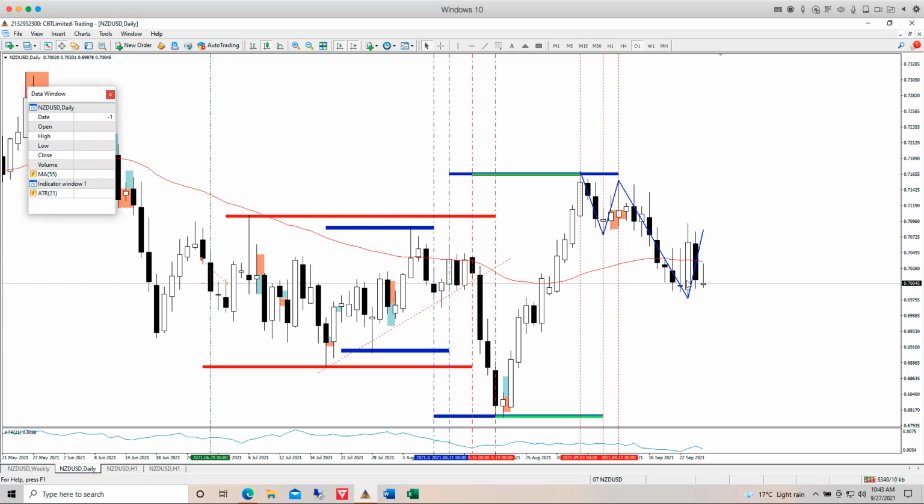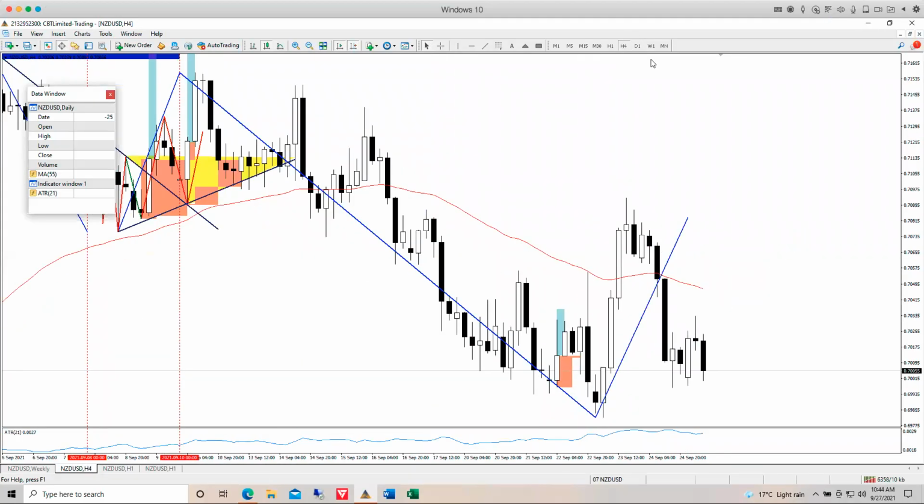The one thing that's noteworthy here, however, is that we've got a potentially valid class 1 M pattern on the daily time frame, which would allow us, therefore, to look for those of you who are WM pattern traders to short this market on a lower time frame. So let's drop down to H4.